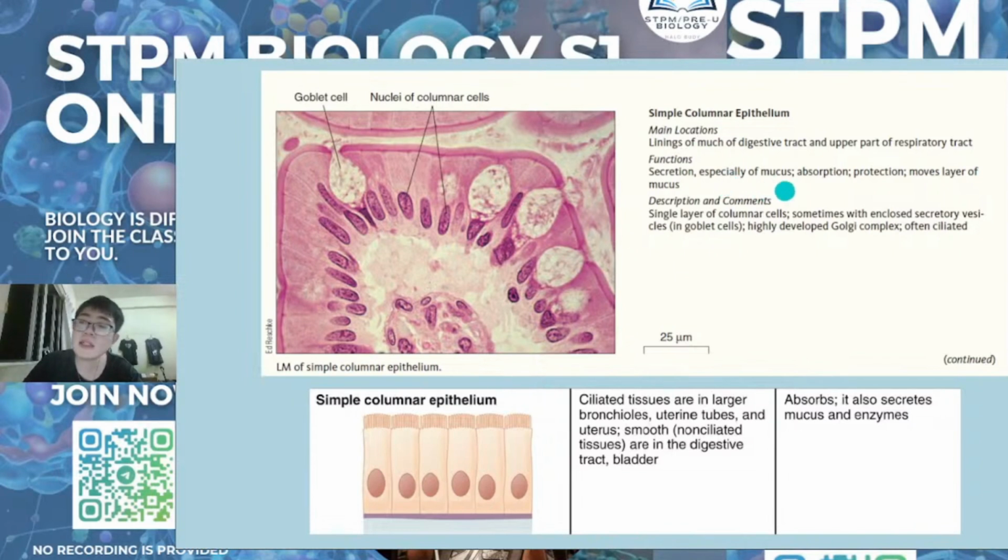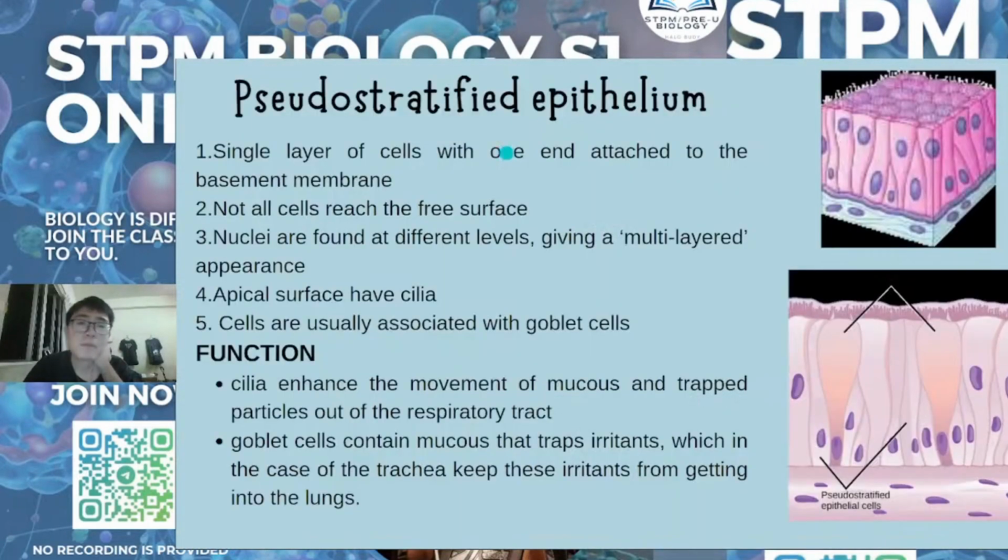Normally this tissue is located in our digestive tract and also the respiratory tract. The digestive tract and respiratory tract contain all these tissues. Okay, next we go to the pseudostratified epithelium.